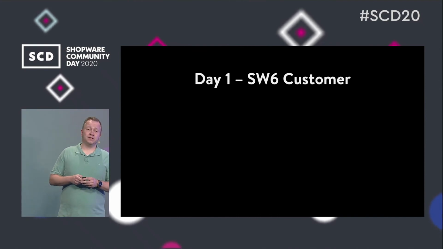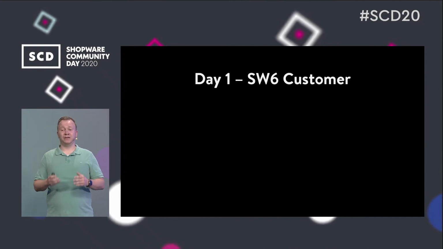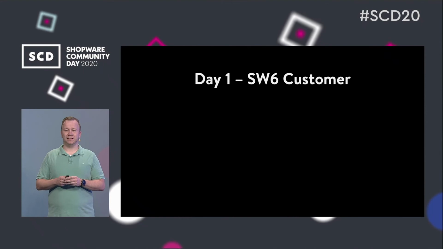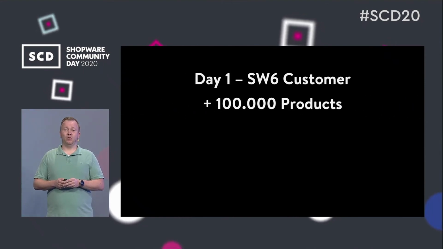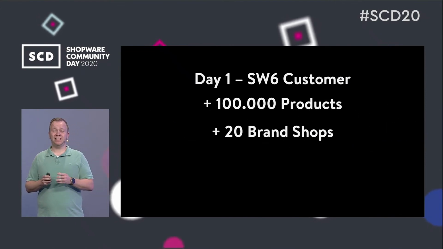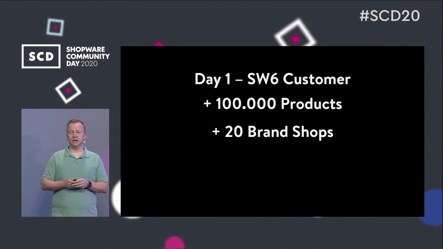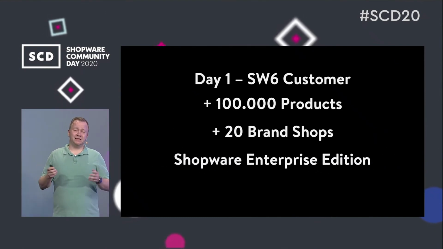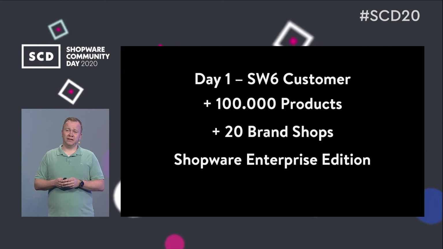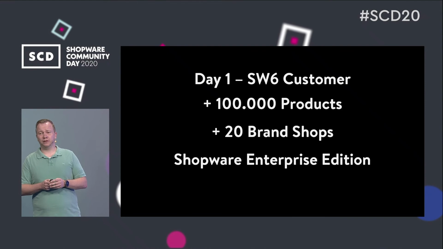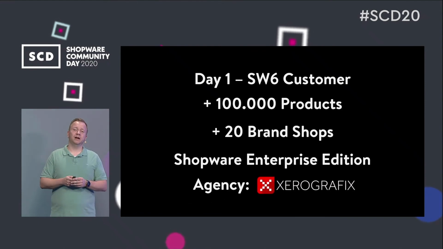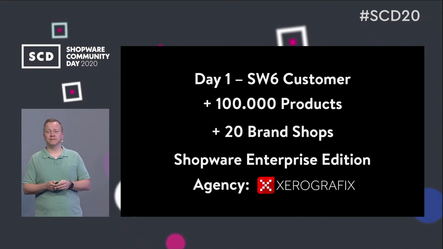They are one of the first customers and from day one with Shopware 6. At the moment, they are close to go live. They're in the last testing phase. They have more than 100,000 products available, more than 20 exclusive brand shops, and these are the ones I want to show you. Of course, it's based on the Shopware Enterprise Edition, and they use nearly all of the cool performance features we just talked about. And the agency involved was Zero Graphics from Vienna.